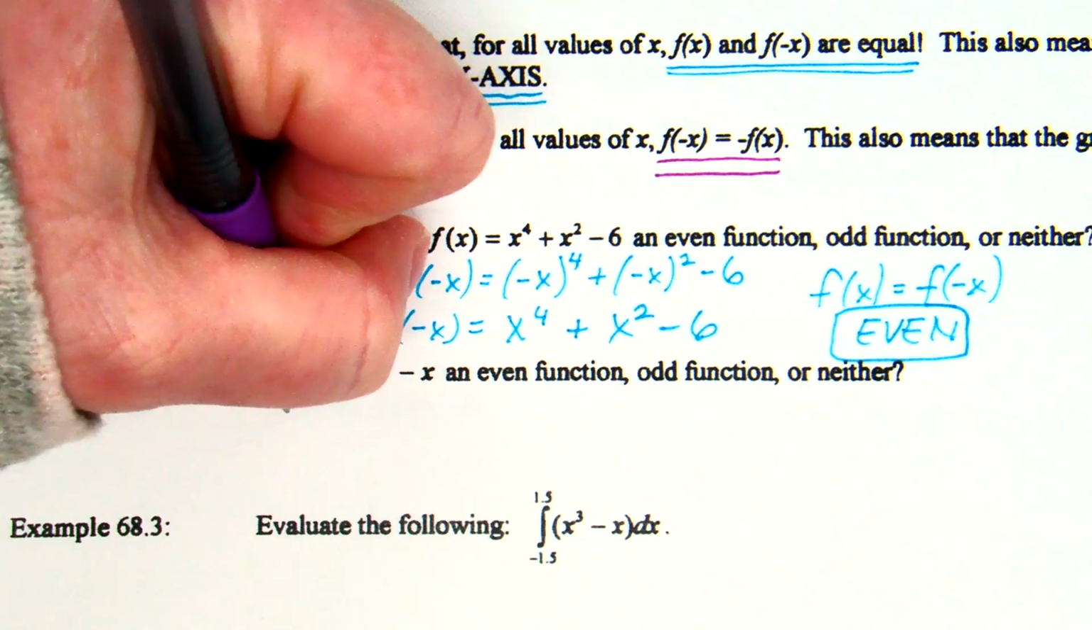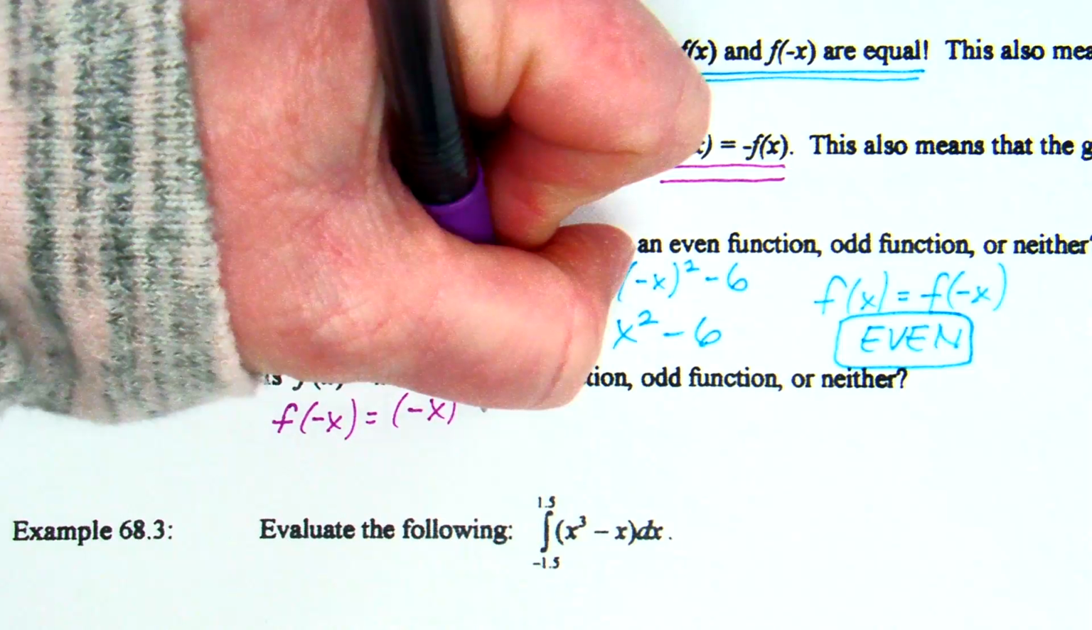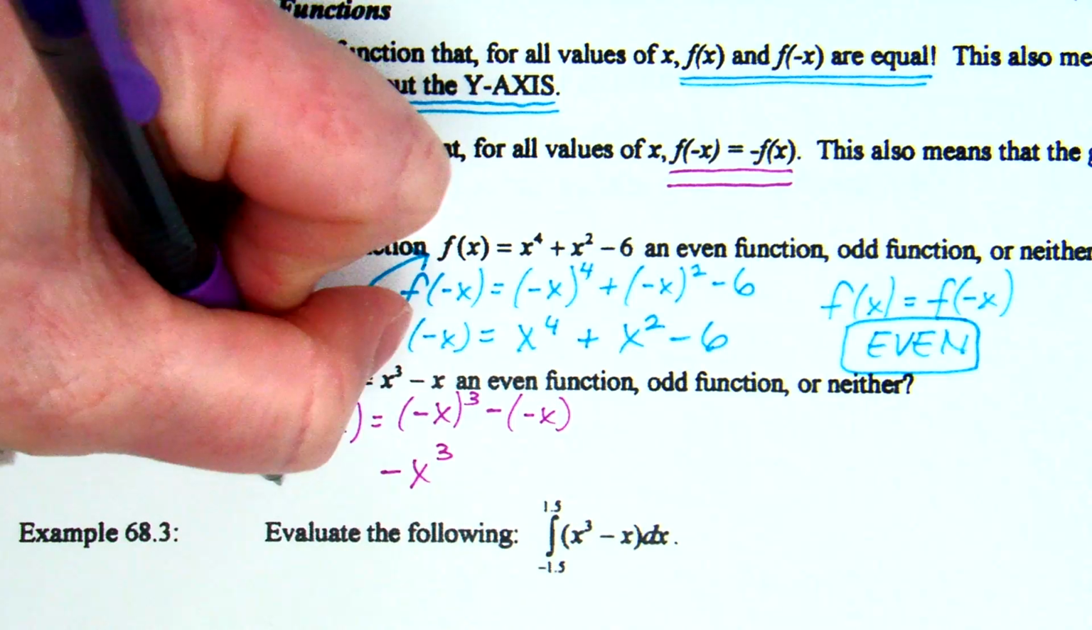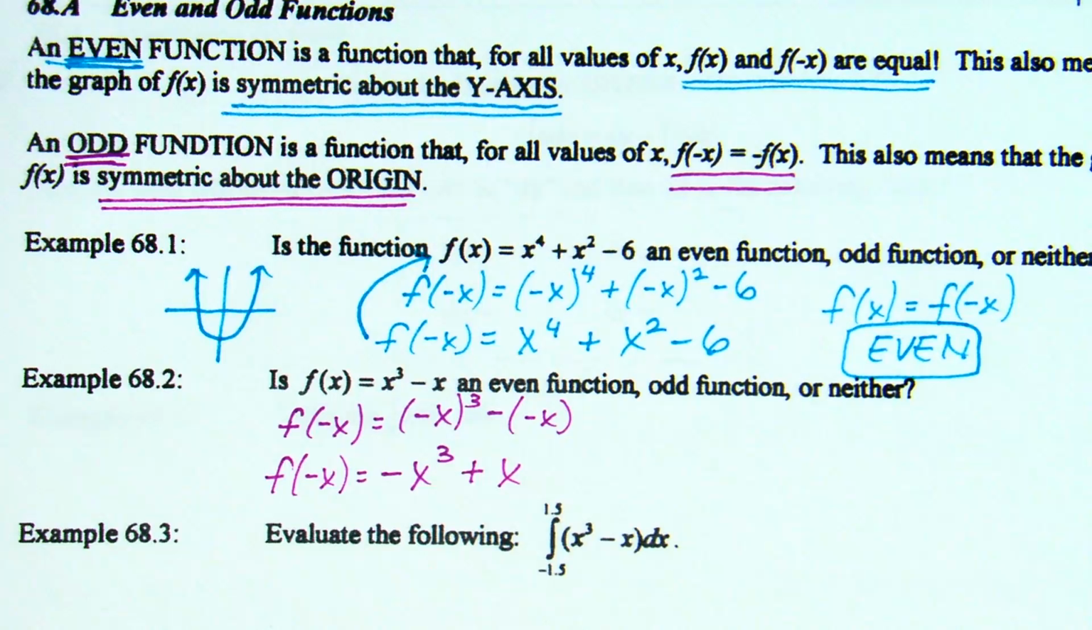Okay, let's start with f of negative x and see what we come up with. F of negative x, so I'm putting in negative x. It's negative x raised to the third minus negative x. What is negative x to the third? Okay, because it's an odd function, negative x to the third, minus negative x, makes it plus x.